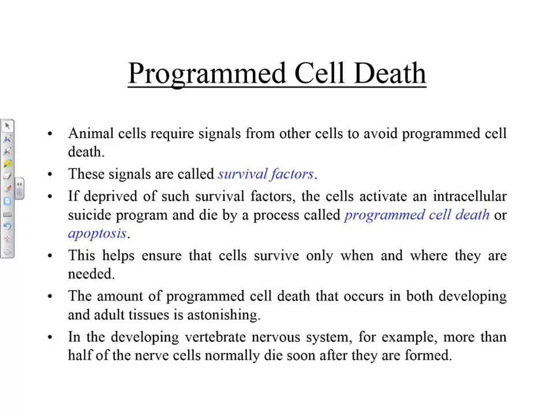And the amount of programmed cell death that occurs in both developing and adult tissues is astonishing. For example, in the developing vertebrate system, where you have the nerve cells and there has to be an interconnection, more than half of the nerve cells normally die soon after they are formed. That's because this has to be like an electrical network. Things have to be connected together. If there's stuff left over, it shouldn't be hanging around, so that is going to undergo programmed cell death.